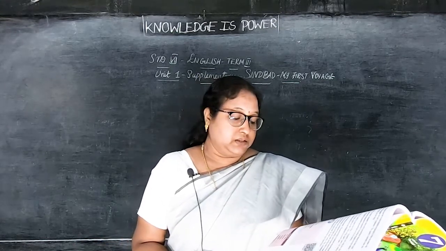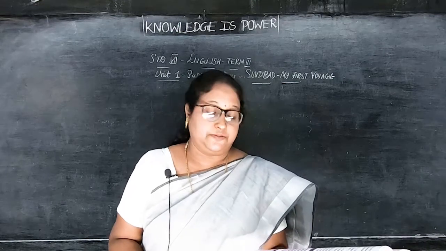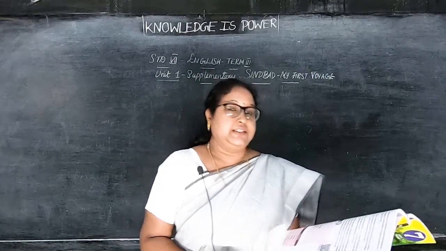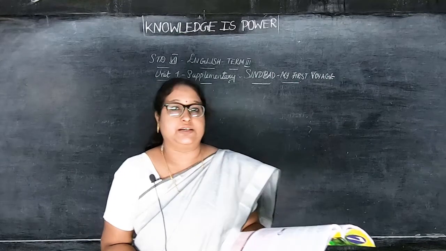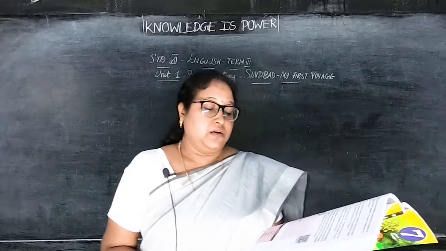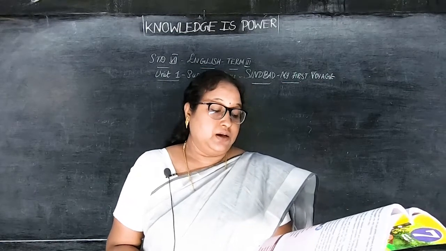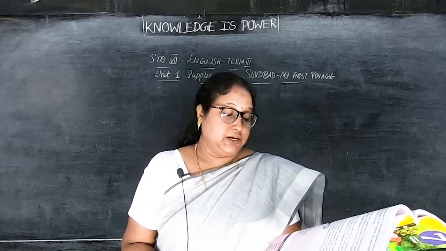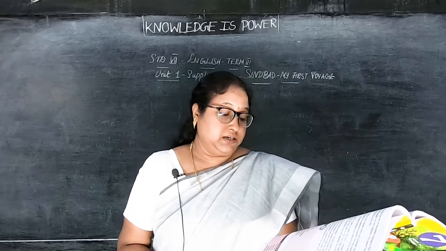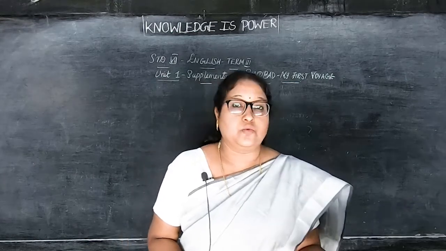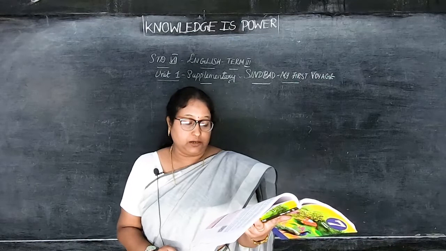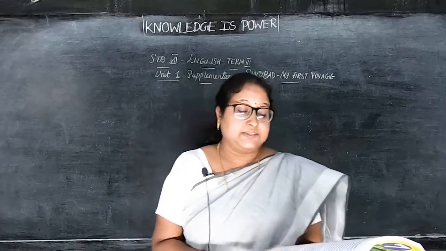Then Sindbad, the porter, poor listener, number 4. Slaves in the cave, put number 5 next to in the cave. So what will be the number? 5, 1, 2, 3, 4. Once again, I'll read out. Green island, huge fish. Meherjan, the king. Sindbad, the sailor, voyage. Sindbad, the porter, poor listener. And slaves in the cave.